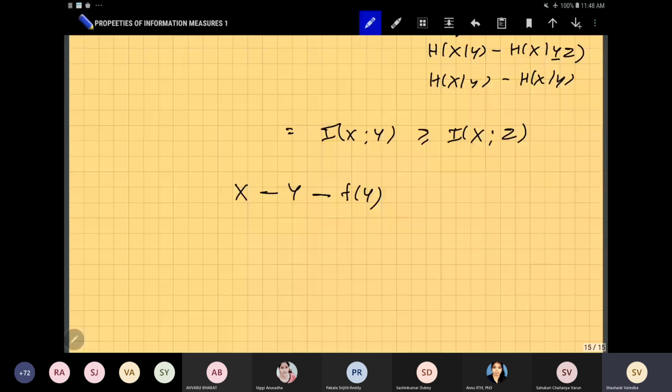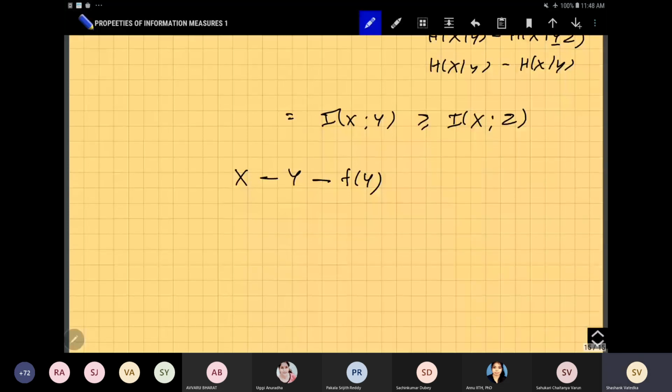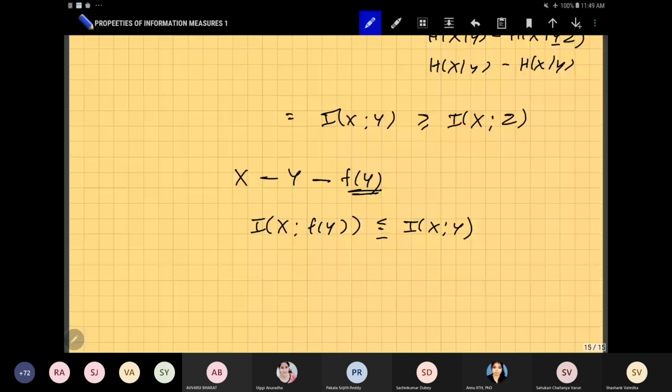Maybe it's easier to estimate x from f of y than it is to estimate from y, due to computational complexity reasons or maybe some other reasons. So the question is, how do you choose this f of y so that you still retain all the information about x? And now you know that the mutual information between x and f of y can only be less than or equal to the mutual information between x and y. So we want to choose an f such that equality is still satisfied.